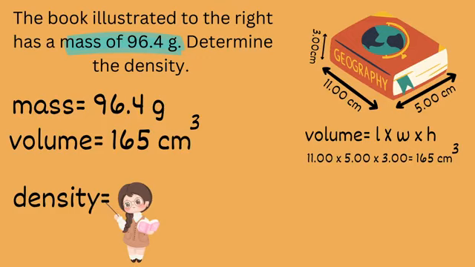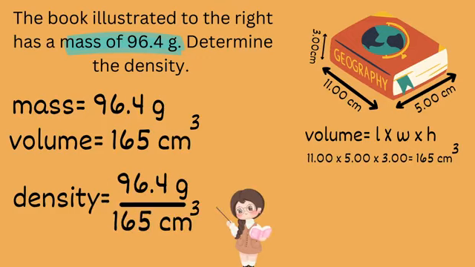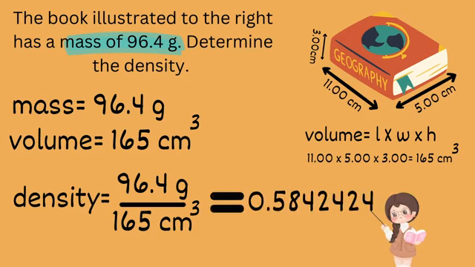Now, if we punch in 96.4 divided by 165 into our calculators, we get a very large number. How do we know how many digits to put into our answer? Well, we use significant figures. The lowest number of significant figures in our problem will be the number of significant figures in our answer.